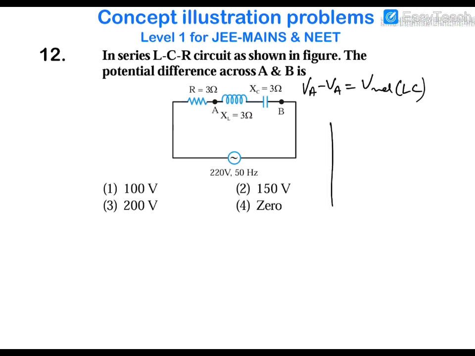And in series LCR, we know that this is a series circuit and current remains the same. So I current will be on the x-axis, VR will be on the x-axis, VL will be on y, and VC will be on minus y. So the resultant of VL and VC will cancel out, and therefore we can say that the net voltage VA minus VB will be 0. So the correct answer is 0, fourth option. Now we move on to the next question.